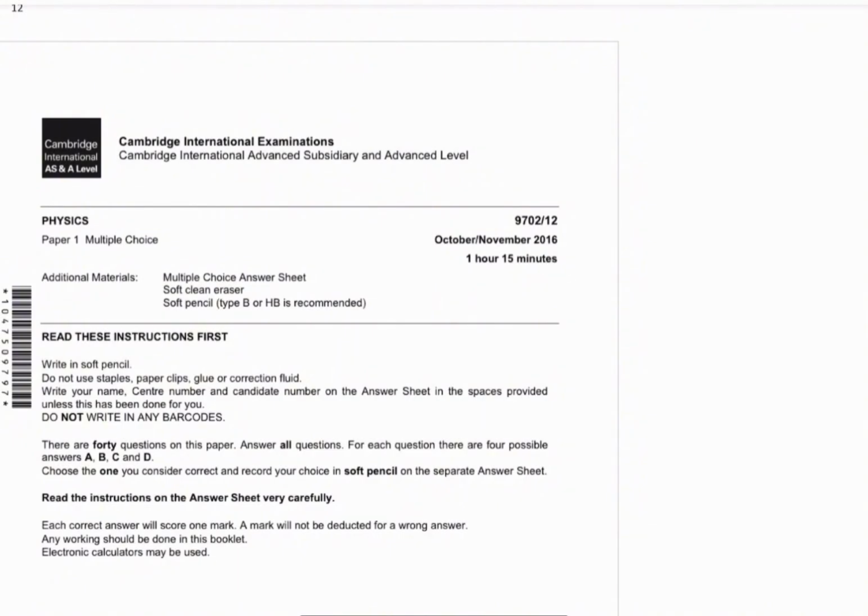So today I'm going to be solving the October-November 2016 paper 1-2 for physics, and the question paper is 1 hour 15 minutes long, and I'm going to be explaining some of the questions and how they can be answered. So I really encourage you to stick along so that you can see how some of these questions can be answered.